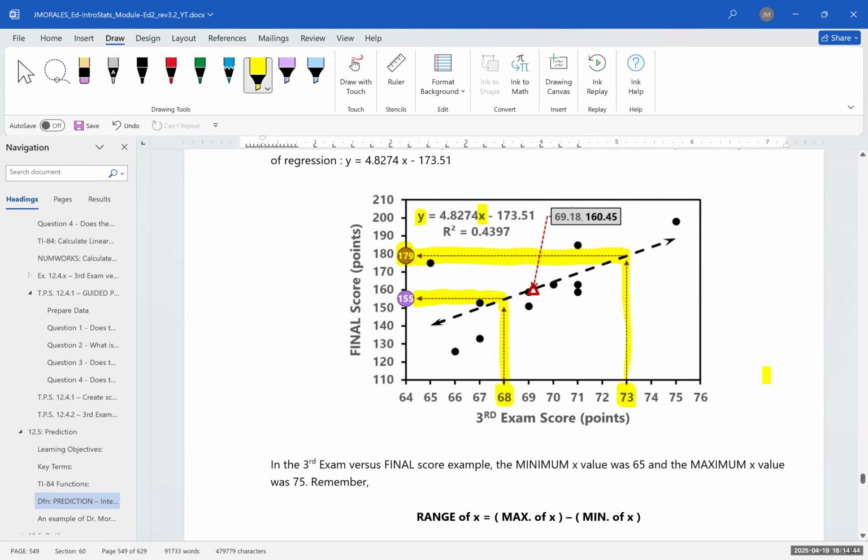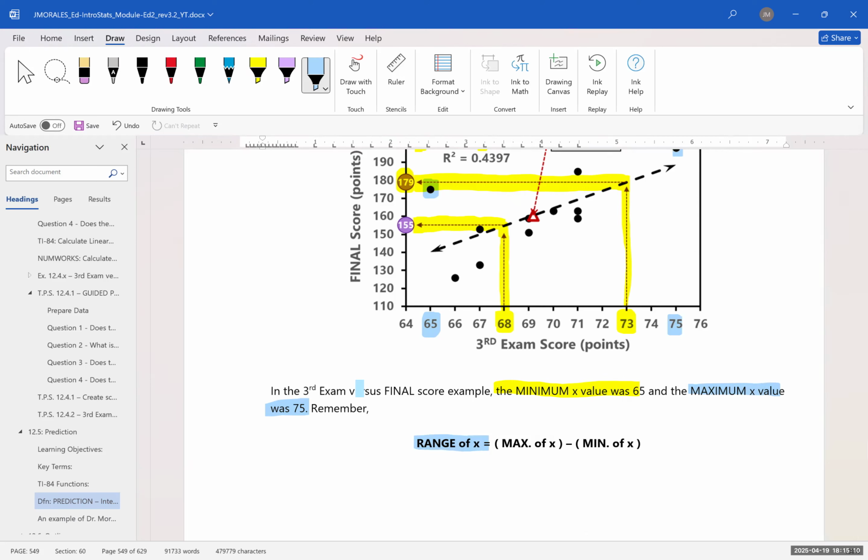So in this third exam versus final score example, the minimum x value was 65, and the maximum x value was 75. Remember that the range of x is the maximum minus the minimum. So if you take this maximum amount and you subtract from it this minimum amount, then this distance between these two is the range.